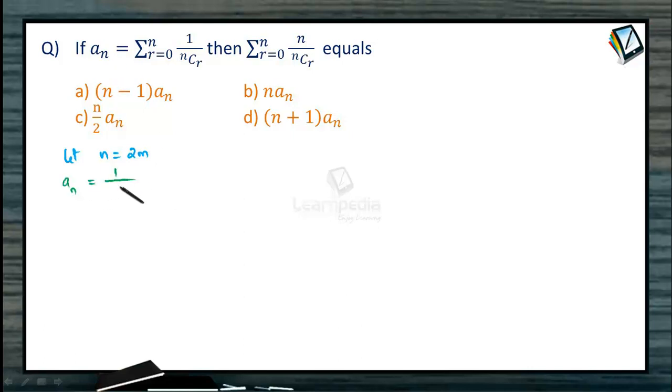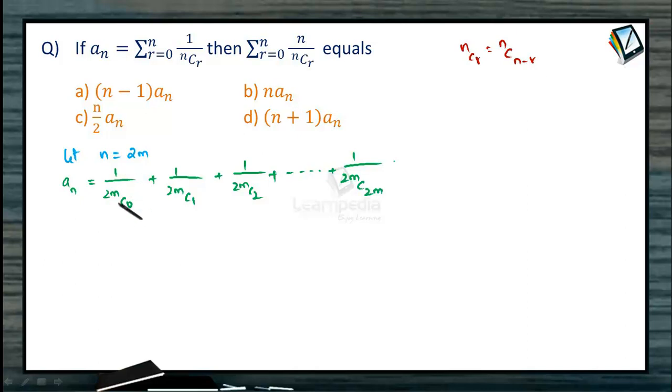The an becomes 1 by 2mC0 plus 1 by 2mC1 plus 1 by 2mC2 plus so on up to 1 by 2mC2m, right? Now in this, when we use nCr equal to nCn minus r, as we are taking n to be an even number, there will be an odd number of terms here. That means the first term is equivalent to the last term. The last but one term and the second term would be equal. Like that, except at the middle term, all terms will be pairwise equal.